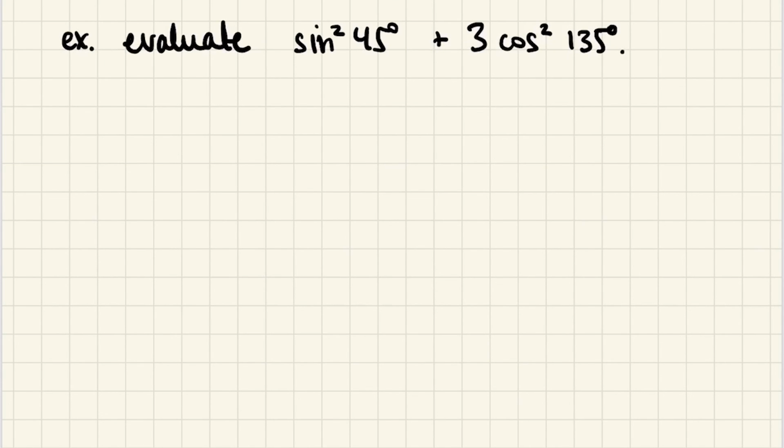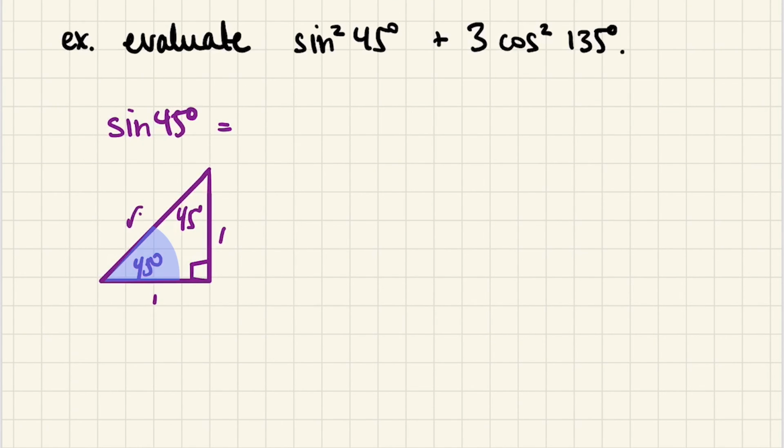Okay, so here we have a more complex trigonometric expression, and we can evaluate each of these pieces and add them together. So let's start with sine of 45 degrees. Well, we can read that one directly off of the 1, 1, root 2 triangle. Sine is opposite over hypotenuse, so that's 1 over rad 2, which would be rad 2 over 2.